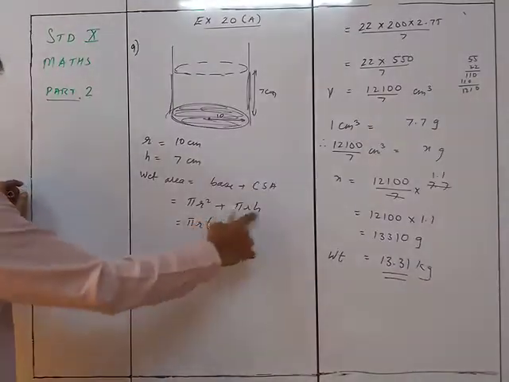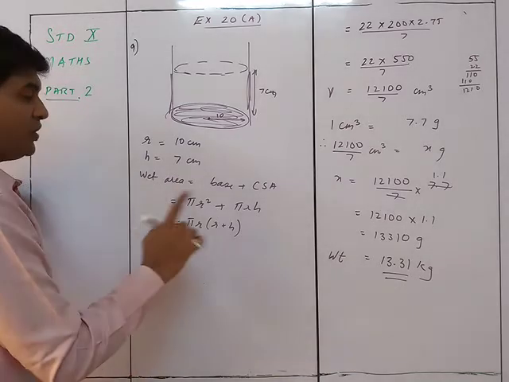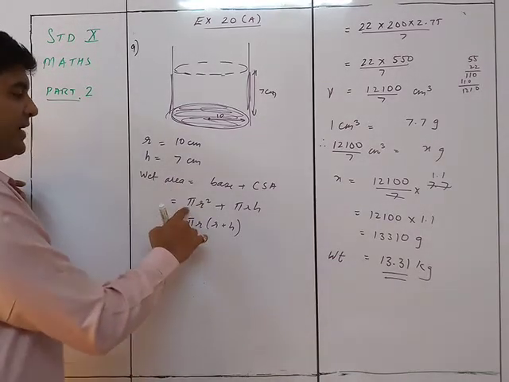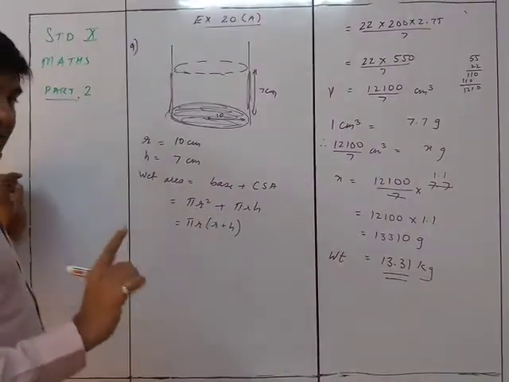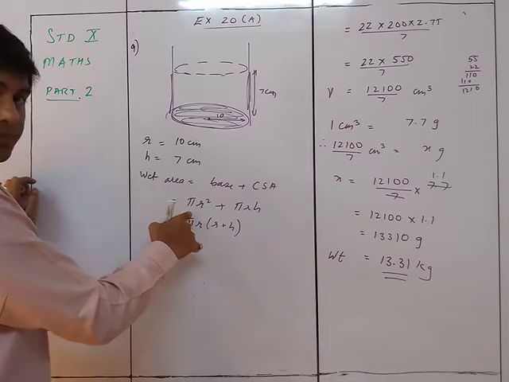Got it? We are just framing a new formula for the surface. Now here it is not total surface area, because if it were total surface area, it would be 2 pi rh. So 2 pi rh is not there, sir. Okay, there is only one part over here. There is only one circular part.